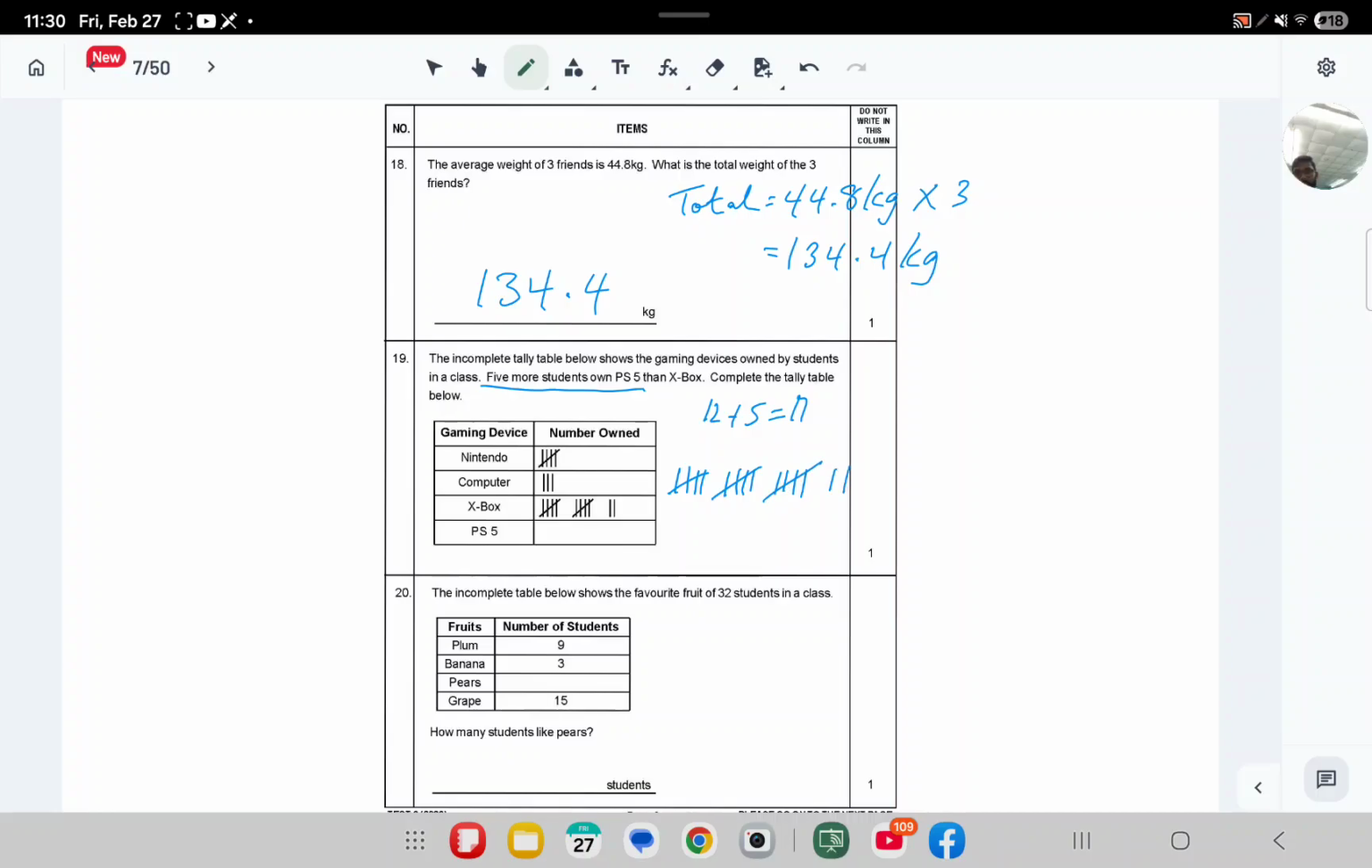And number 20, the incomplete table below shows the favorite fruit of 32 students in a class. How many students like pears? So we know the total, and we know 3 out of the 4 here. So to find for pears, it would be the total, which is 32, take away the sum of the known values, which is 9 plus 3 plus 15, and that will leave us with 32 take away 27, which is equal to 5.